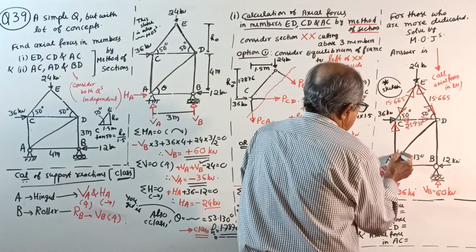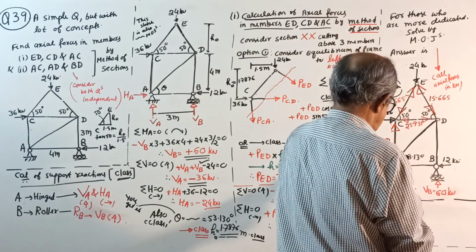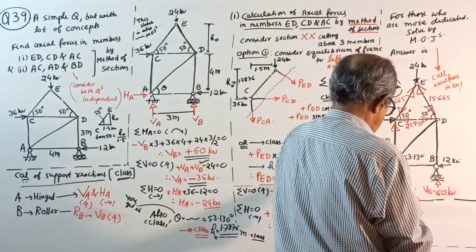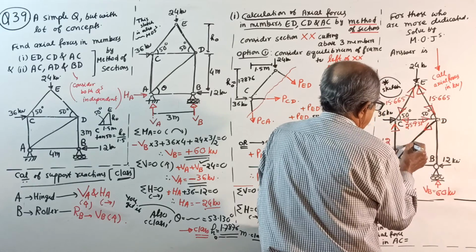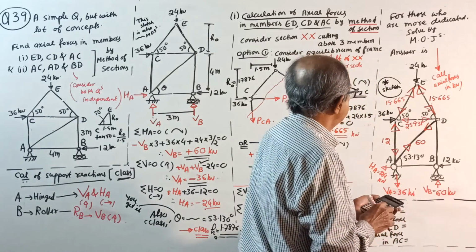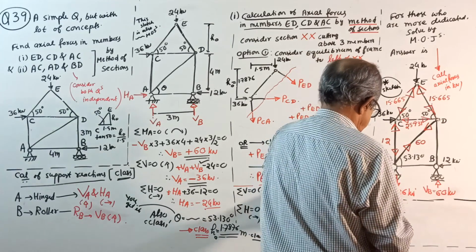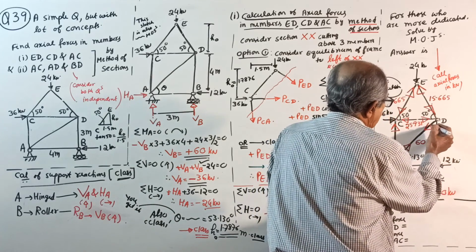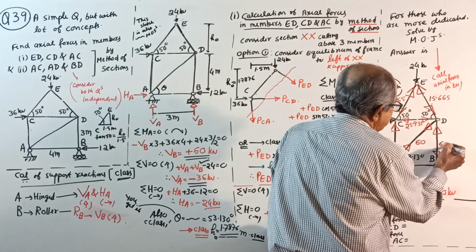12 plus 60. This also 60. What to do? Both came equal. I am helpless. This 60 is different, this 60 is different. Okay.